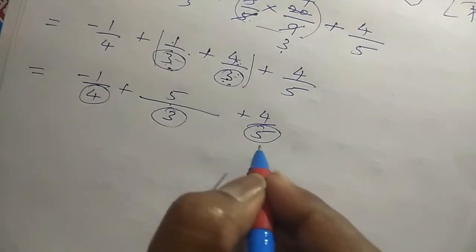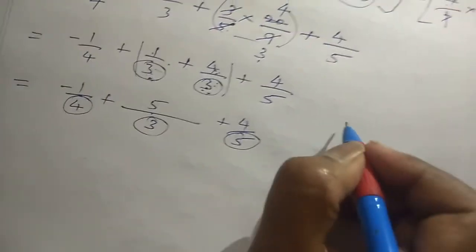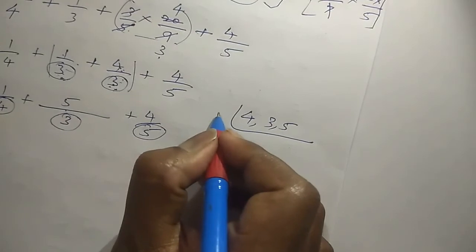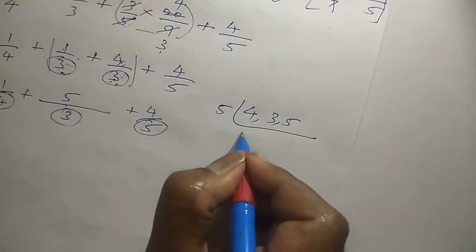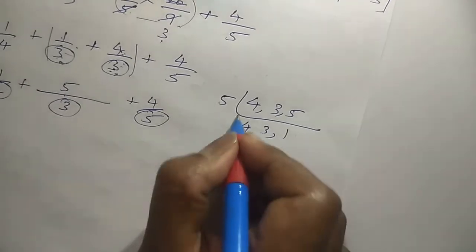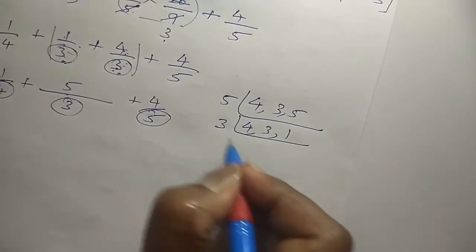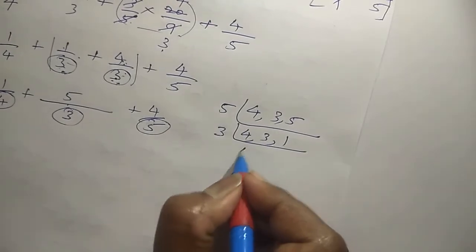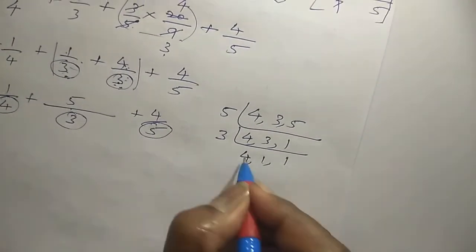So these three denominators are different here. So we go with the LCM of 4, 3, 5. Now I go with the 5 table. So 4 remains again, 3 remains as it is. 5 ones are 5. Again I go with the 3 table. 4 remains, it can change into 1, 1.